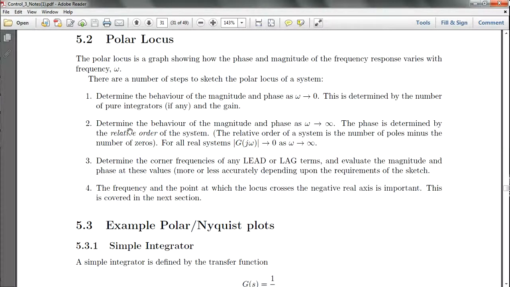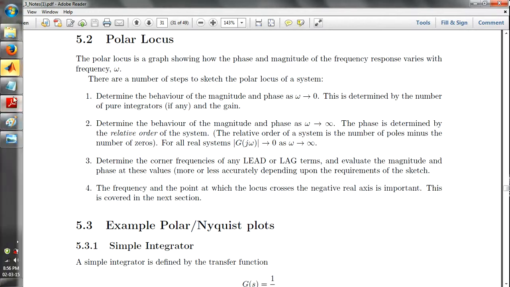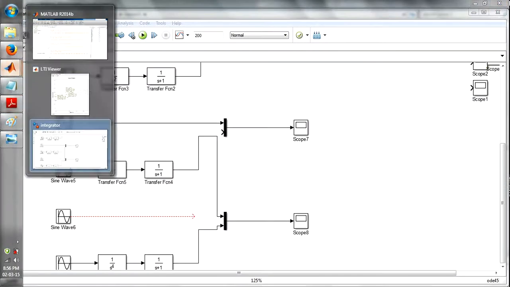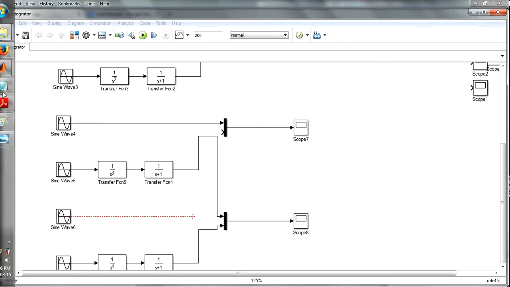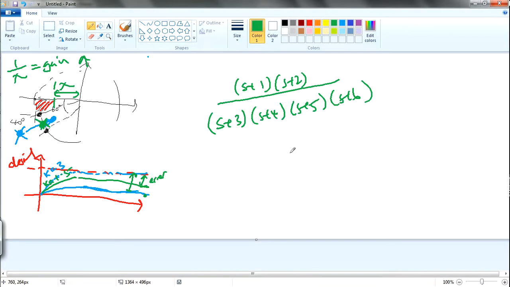Next, determine the behavior of the magnitude and phase as omega goes to infinity. The phase is determined by the relative order of the system. What is the meaning of the relative order of the system? This is actually the relative order that I'm talking about.